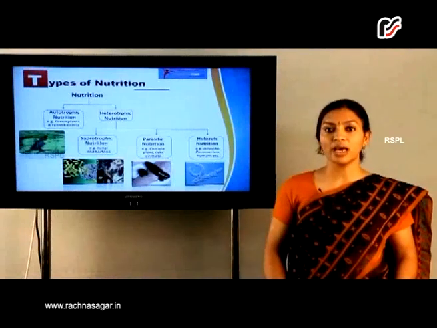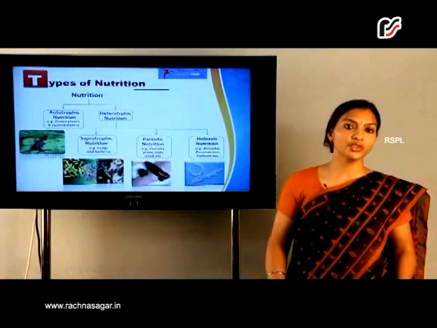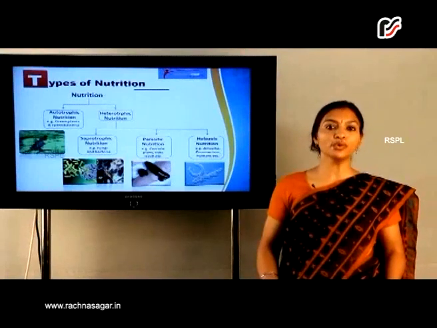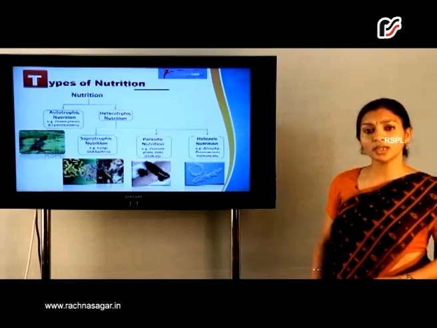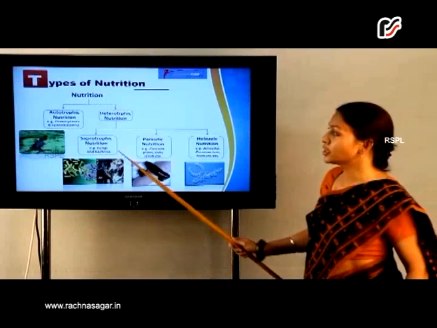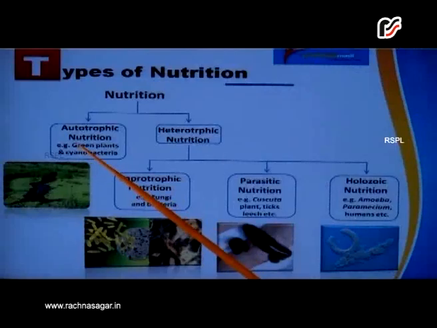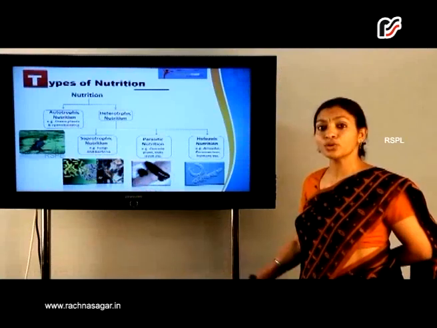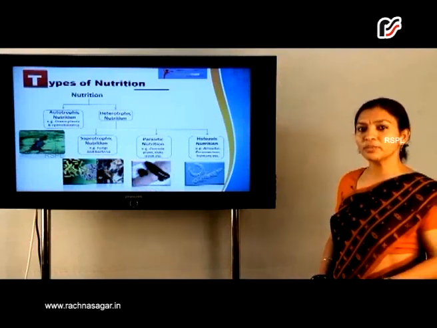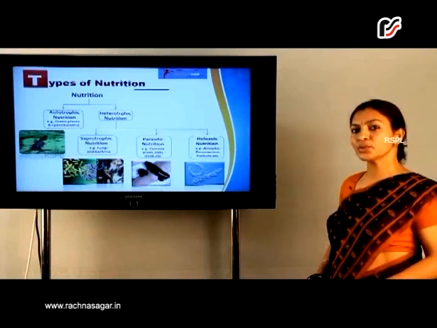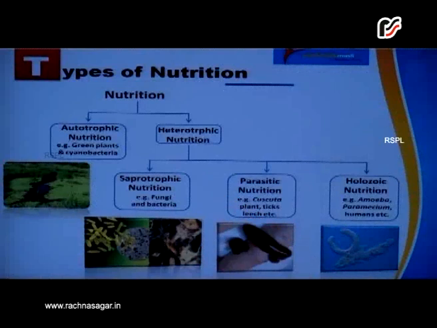Let's take nutrition and its types. Every living creature is active and therefore needs food which provides energy. Various types of nutrition which are observed in different creatures are of two types: autotrophic nutrition and heterotrophic nutrition. As we can see here, autotrophic nutrition is shown by all the green plants as well as cyanobacteria, also known as blue-green algae. In the same way, heterotrophic nutrition is a broad category. It can be further classified into three subtypes: saprotrophic nutrition, parasitic nutrition, and holozoic nutrition.